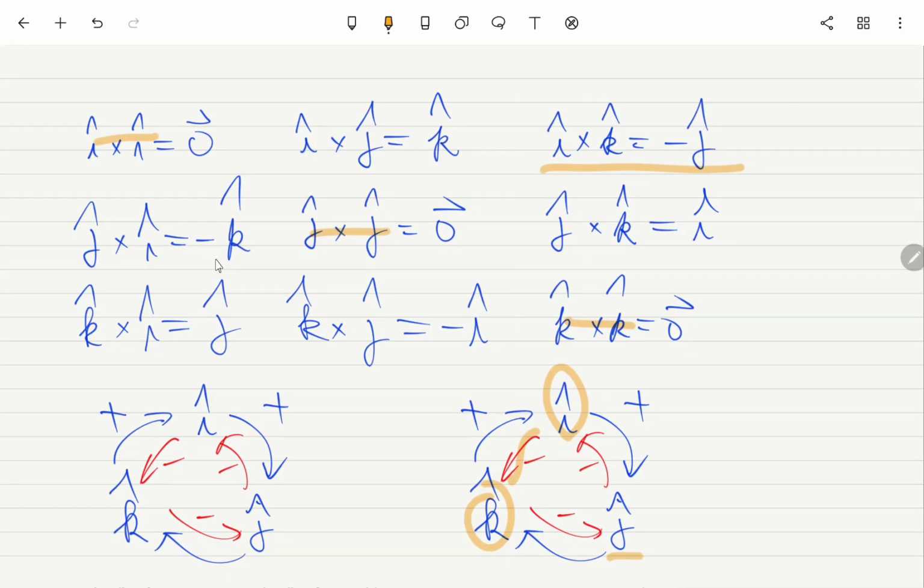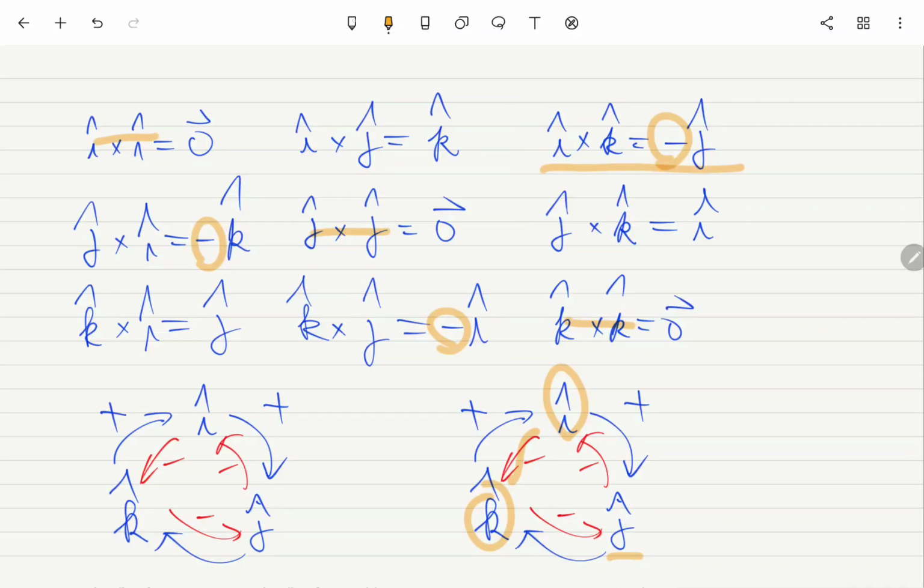So we have a negative side here, here, and here if you go counterclockwise, but for clockwise, you have a positive value, like this.